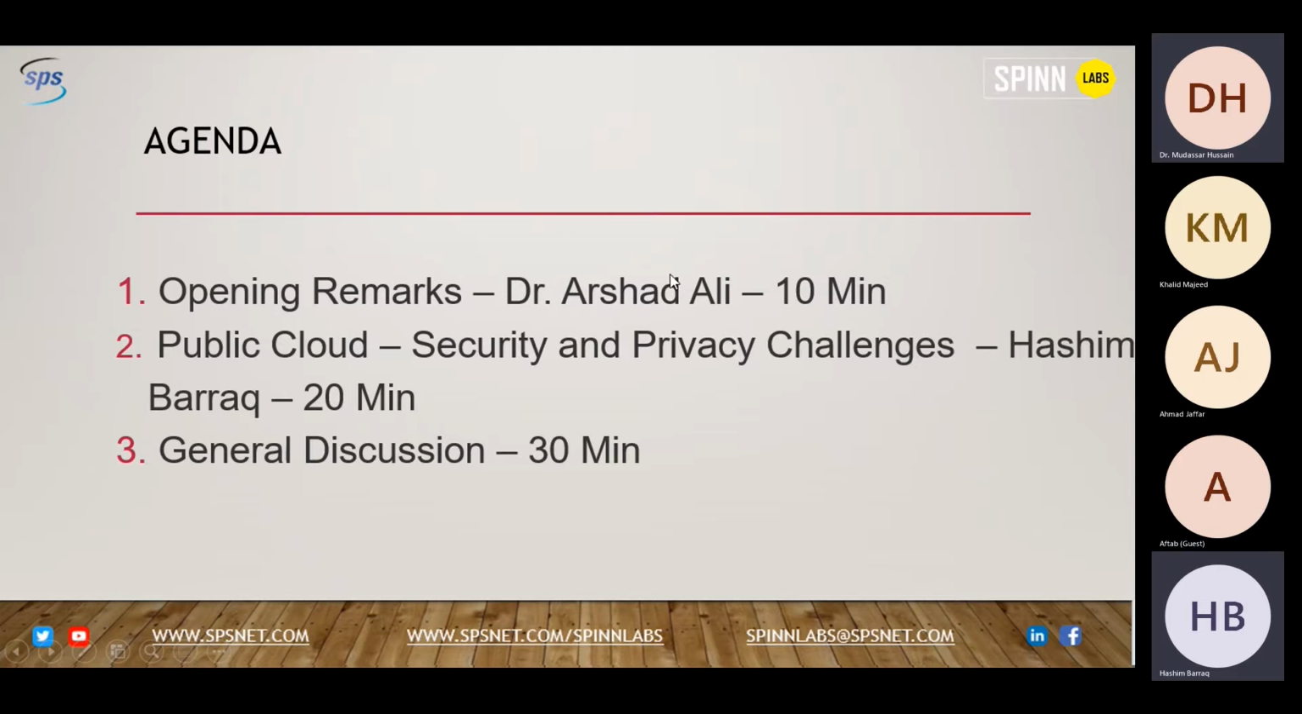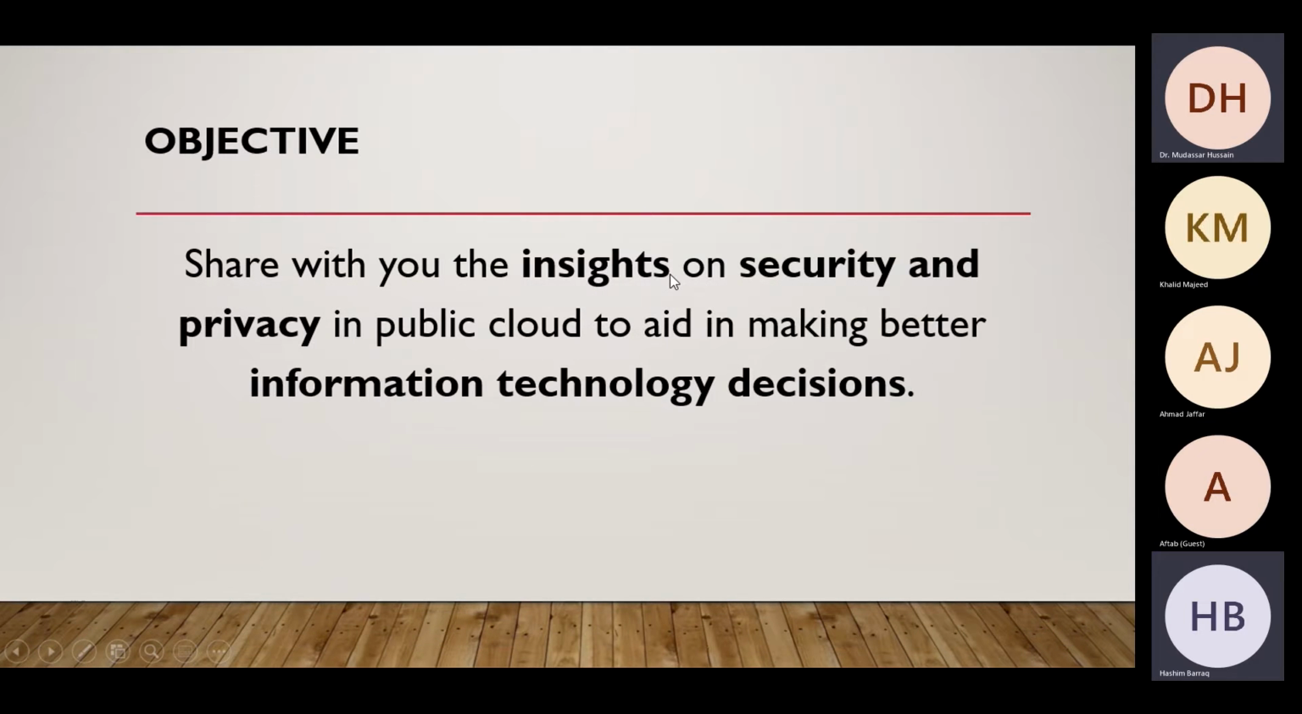So with this, let's start. The objective of today's talk is to essentially share with you what some of those security as well as privacy issues are when it comes to using public cloud. The reason we've chosen this topic is that it helps you in making a decision if you are exploring public cloud. Please bear in mind that I would not be recommending a specific cloud offering or a specific service agreement or a deployment model.